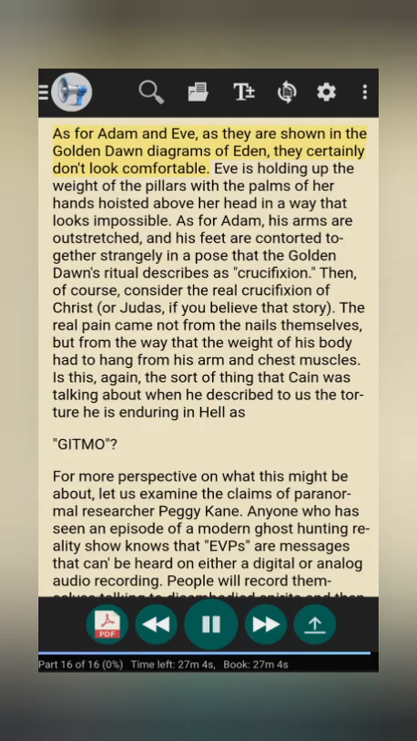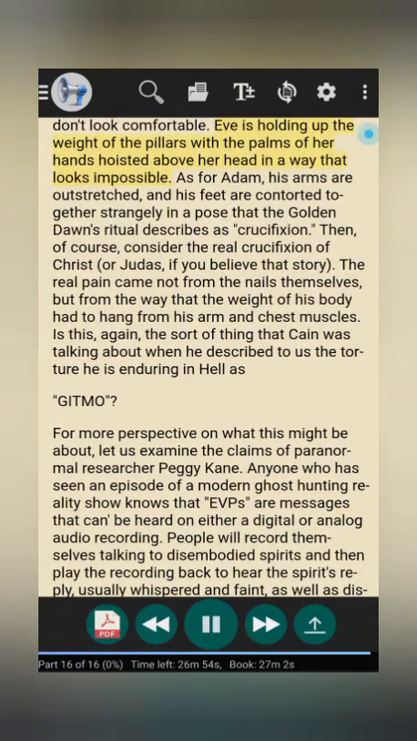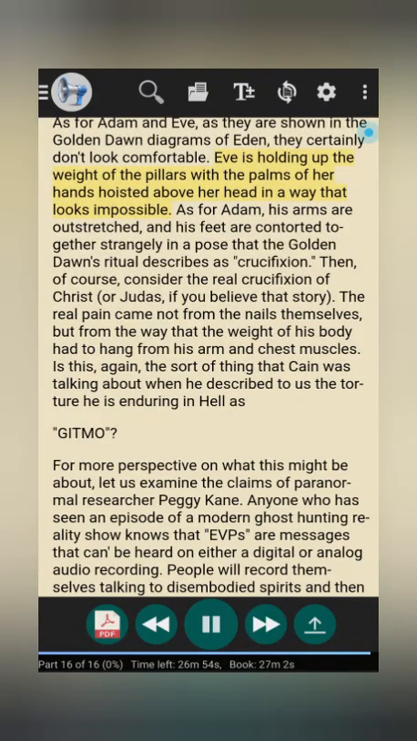As for Adam and Eve, as they are shown in the Golden Dawn diagrams of Eden, they certainly don't look comfortable. Eve is holding up the weight of the pillars with the palms of her hands hoisted above her head in a way that looks impossible. As for Adam, his arms are outstretched, and his feet are contorted together strangely in a pose that the Golden Dawn's ritual describes as, quote, crucifixion.